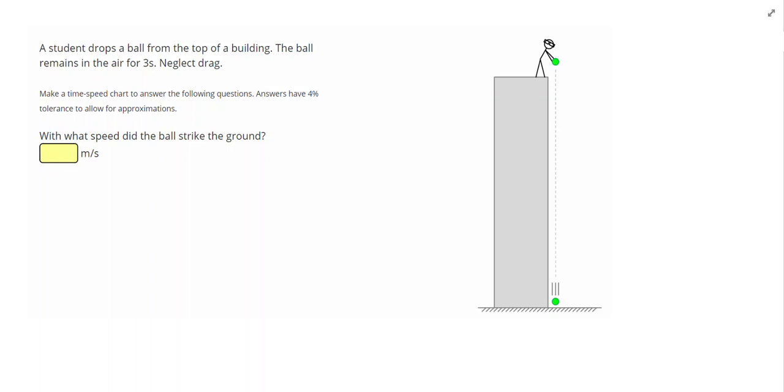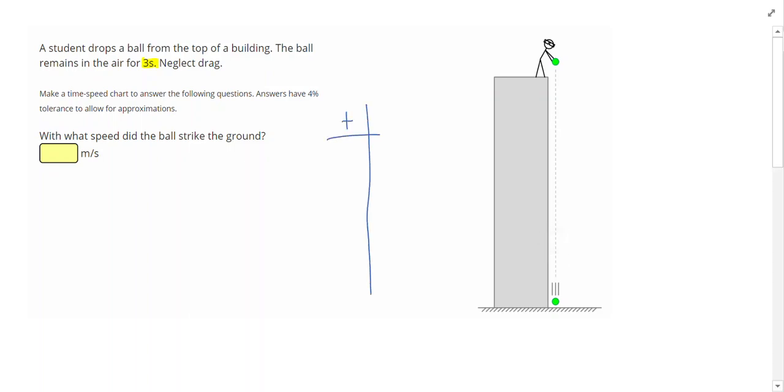In this video, we're going to work on creating time-speed charts for objects in freefall. So our problem says a student drops a ball from the top of a building. The ball remains in the air for 3 seconds. Neglect drag. Alright, so let's start off by making a time-speed chart as it asks us to do.